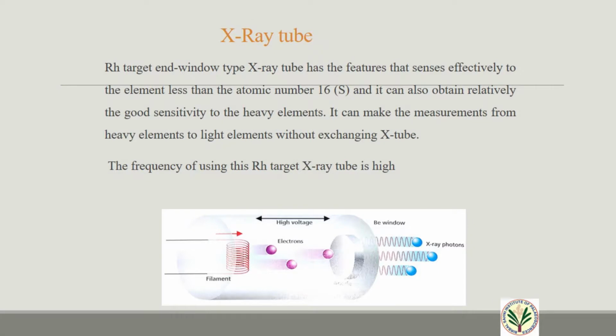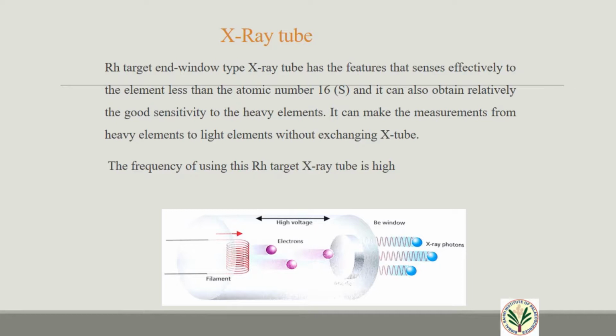In the X-ray tube, rhodium is the main target, which is sensitive effectively to elements below atomic number 16, and it can also obtain relatively good sensitivity to heavy elements. It can make measurements from heavy elements to lighter elements without exchanging the X-ray tube. The frequency of using a rhodium target X-ray tube is very high.